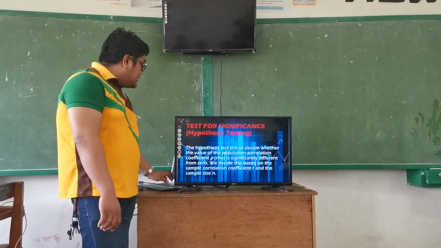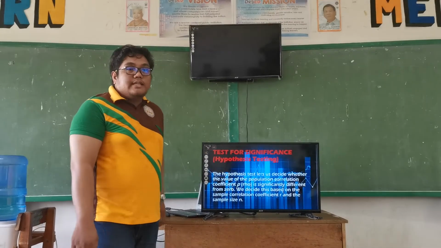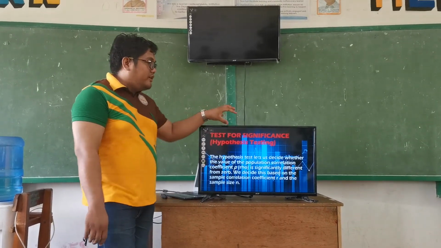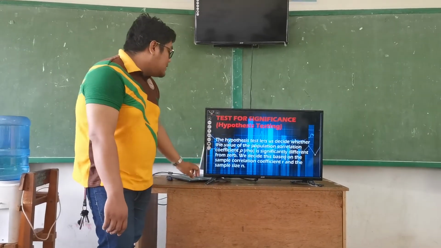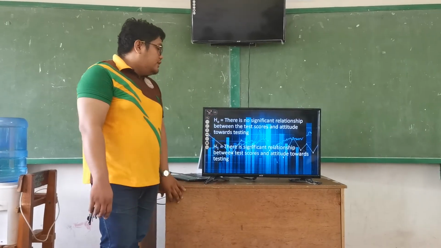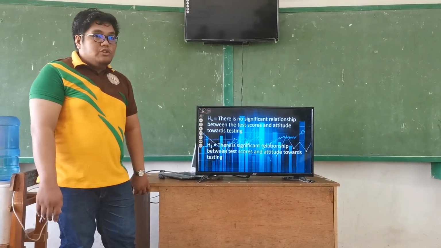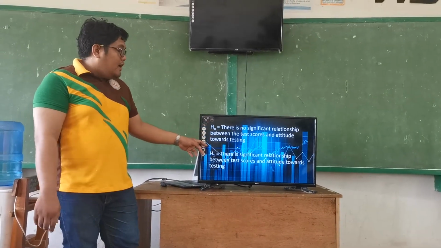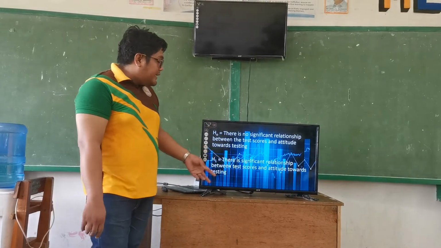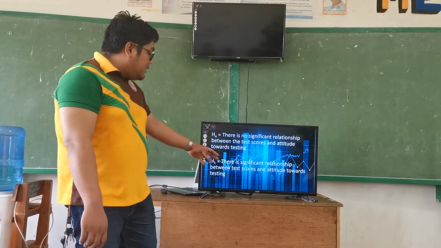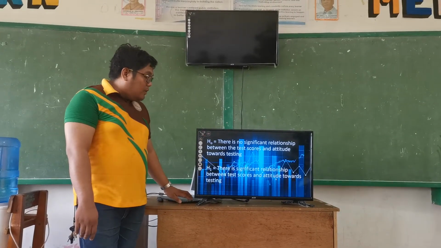But the question now is whether the correlation that we got, this positive 0.7401, is significant. So what is this significance? The test for significance is used for hypothesis testing. For example, that is your research: is there a relationship? Your hypothesis would be there is no significant relationship between the test scores and the attitude towards testing. This is your null hypothesis. And then your H1 is the alternate hypothesis: there is a significant relationship between test scores and attitude towards testing.